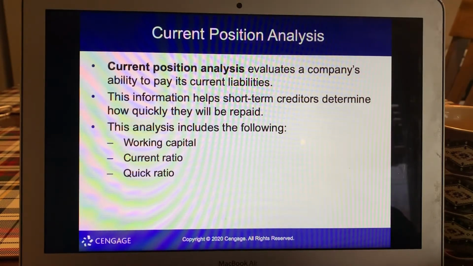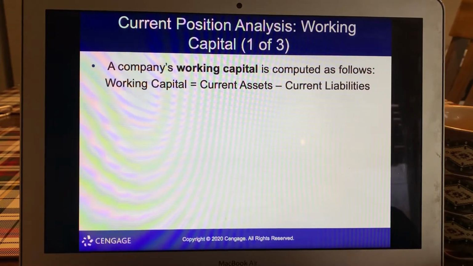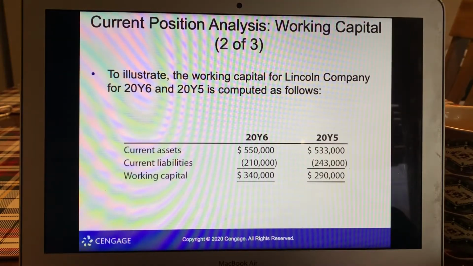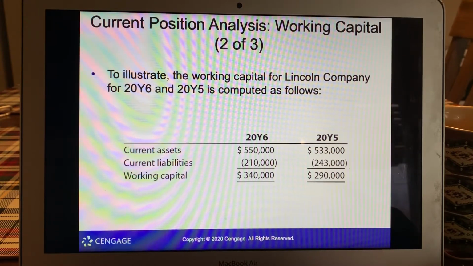Current position analysis. Current position analysis evaluates a company's ability to pay its current liabilities. This information helps short-term creditors determine how quickly they will be repaid. This analysis includes the following: working capital, current ratio, and quick ratio. A company's working capital is computed as follows: working capital equals current assets minus current liabilities. So here's an example: our current assets and current liabilities, and there's our working capital, which you just get by subtracting your liabilities from your assets.